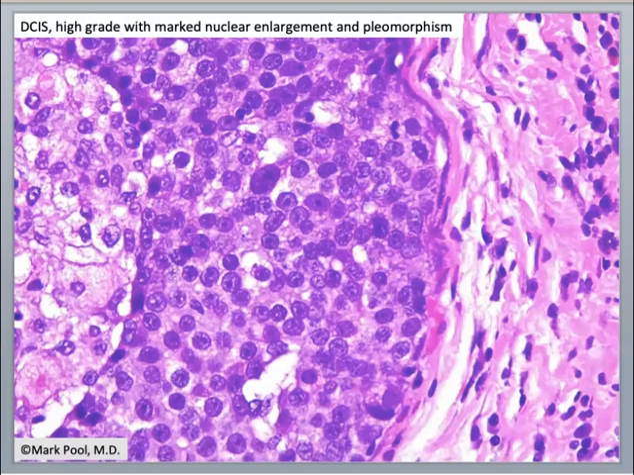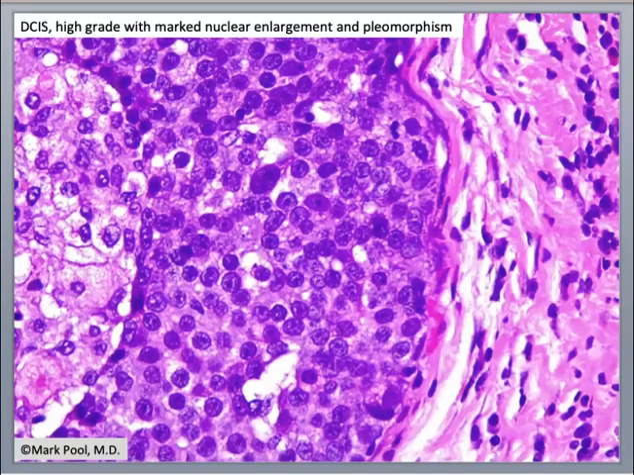And in high-grade DCIS, we see even more pronounced nuclear enlargement and pleomorphism, and you can readily identify mitotic figures within the neoplastic epithelium, but it's still confined to the duct.